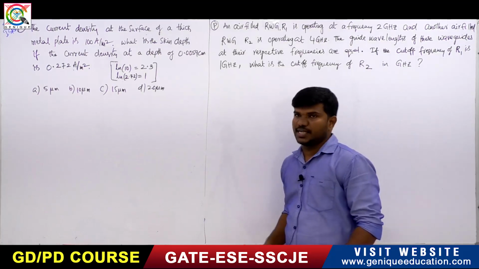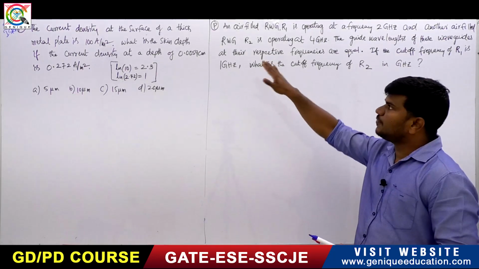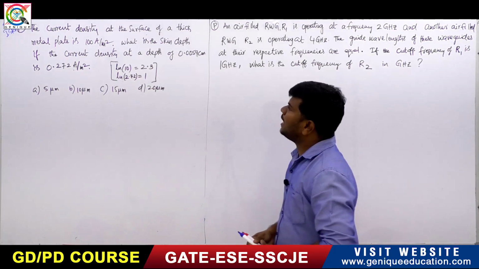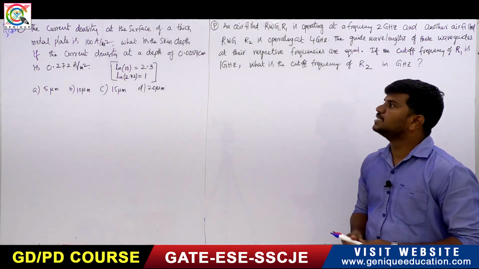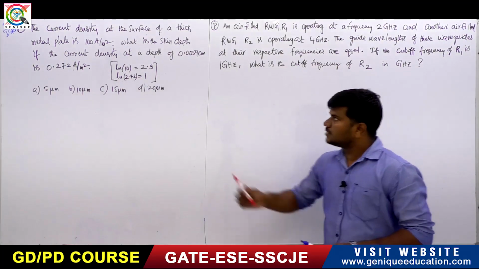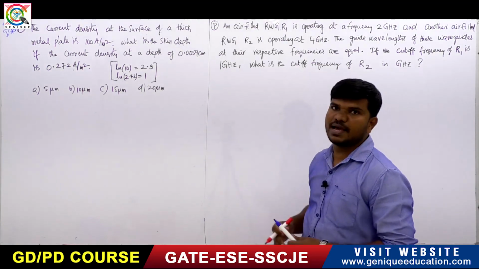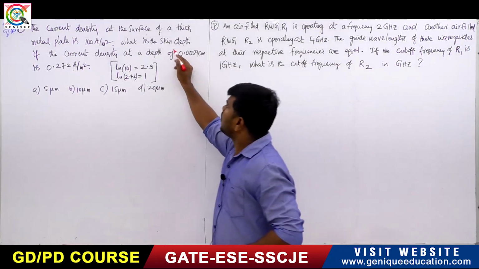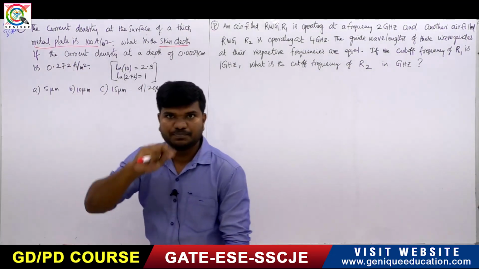Now, coming to the question: the current density at the surface of a thick metal plate is 100 ampere per meter square. What is the skin depth if the current density at a depth of 0.0059 centimeters is 0.272 ampere per meter square? Some values, log of 10 and log of 2.72, are given, and we have to use these. He is talking about the skin depth of a metal plate. A metal plate means it is a conductor, right?